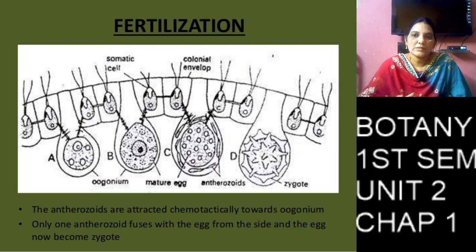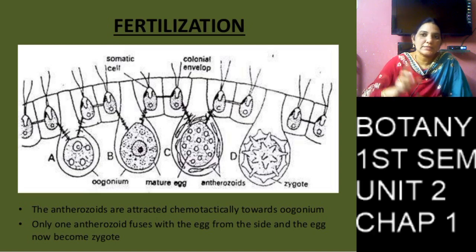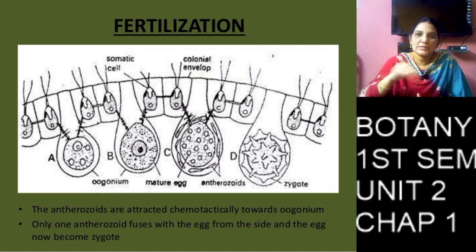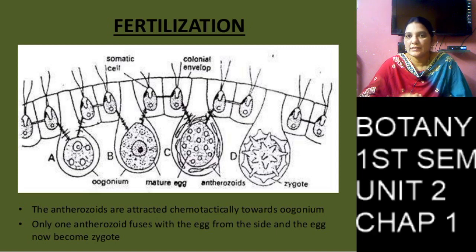The cell converts into an egg cell. So here only one single cell loses its flagella and turns into the oogonium, and the cytoplasm in the middle does not undergo any division, and the cytoplasm converts into one single egg cell. So a very large, very big single egg cell.